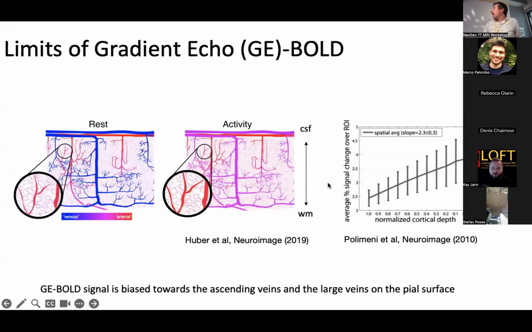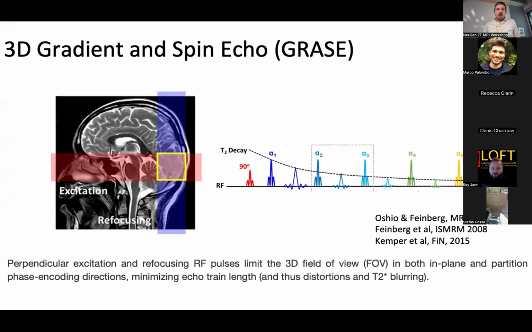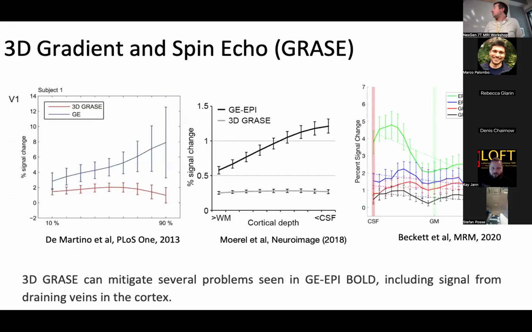So as we discussed earlier, gradient echo BOLD is kind of the workhorse of fMRI, but there's this known bias towards the cortical surface due to the draining veins, which makes it difficult to interpret layer fMRI when you use it. But some early work, actually done by David, was a sequence called 3D gradient and spin echo, or 3D GRASE, which combines EPI readouts with refocusing pulses to create a 3D spin echo contrast sequence. And this has been used to try and mitigate these biases towards the pial surface.